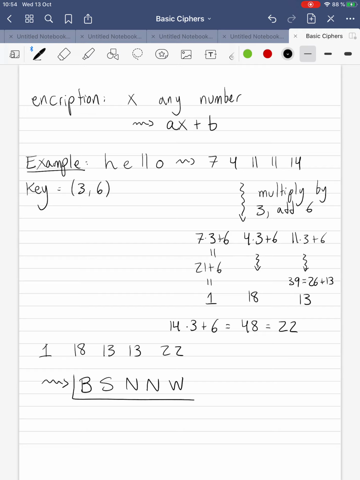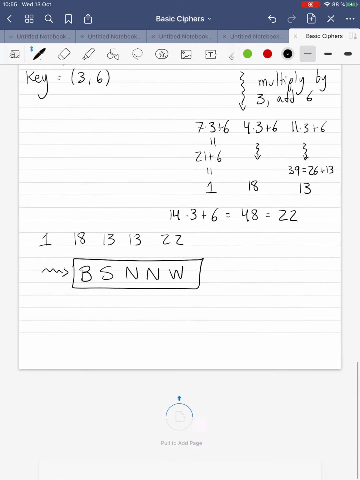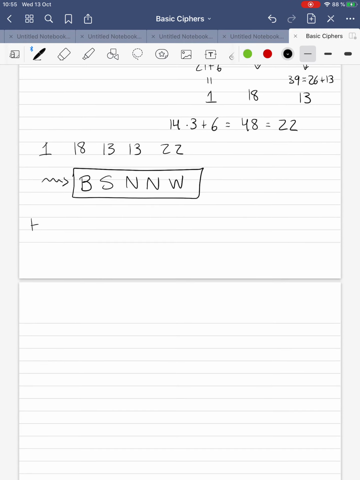And this is going to be my message that I send to a friend. It's safe because no one knows what the key is, apparently. So that's the way we encrypt a message. Now, how is my friend going to decipher this using the key?